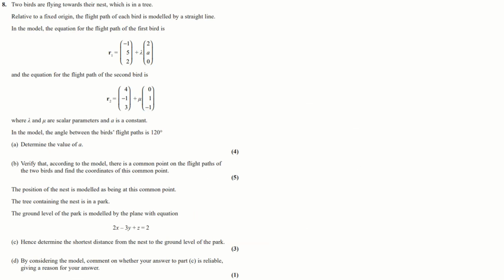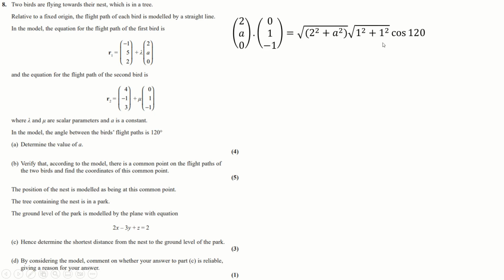Question number 8 then is quite possibly the easiest vectors question I've ever seen in my life. All we need to know here is the dot product, and we just need to do the dot product with these two vectors here. So this dot this is equal to the modulus of this times the modulus of that times cos theta. Now that's not actually in the formula book, but the cross product is in the formula book, and that is sine. So if you just remember that the dot product is the other one, it's cos, then that's pretty straightforward.